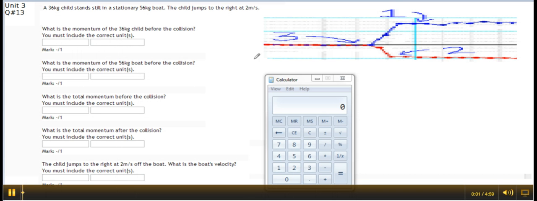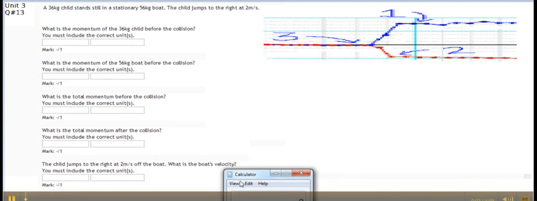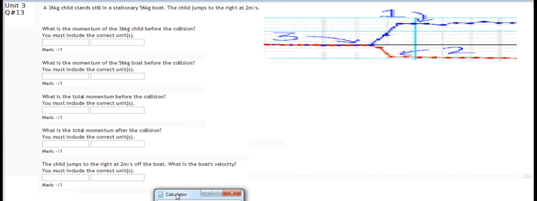This is a tutorial for question 13 on the Unit 3 chapter test. I'm going to move my calculator out of the way here. And this question is about a child standing in a boat and then jumping to the right. So if we're going to show this on the Data Studio lab, this is a lot like what it would look like.